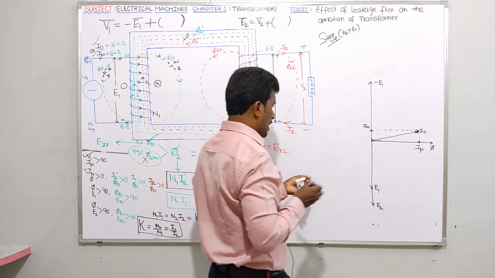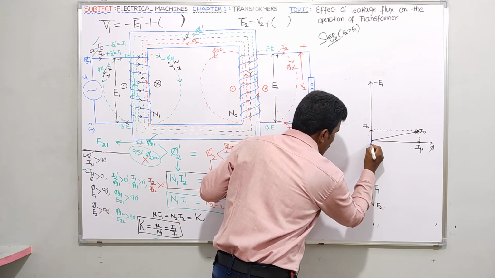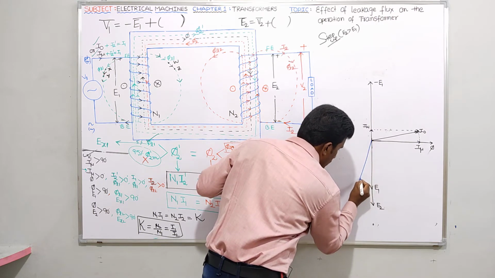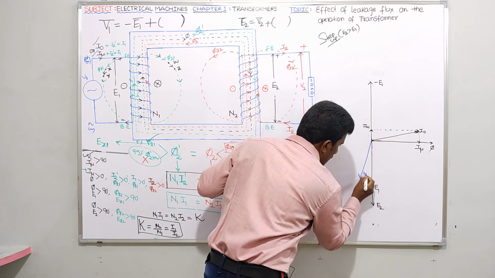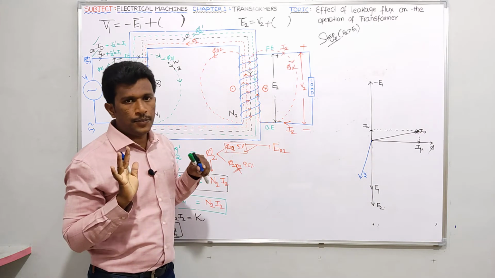So now let me draw. Yes, this is what I can say, V2 vector lags E2 by some angle. Up to here, is it clear?